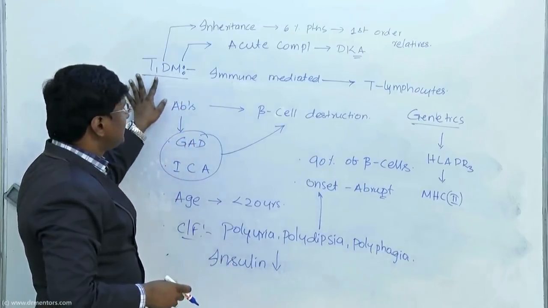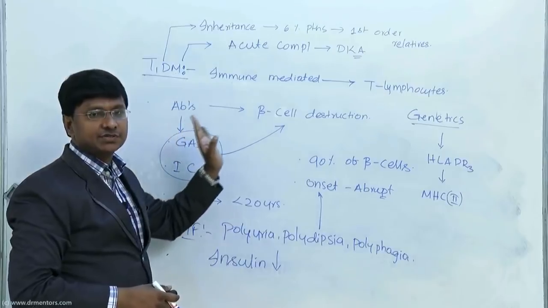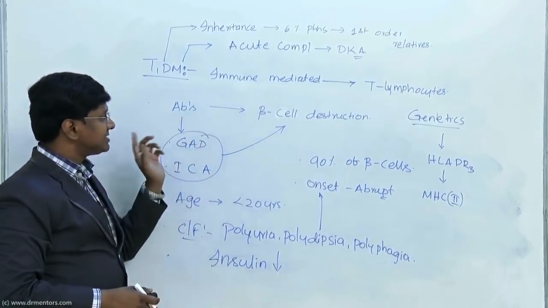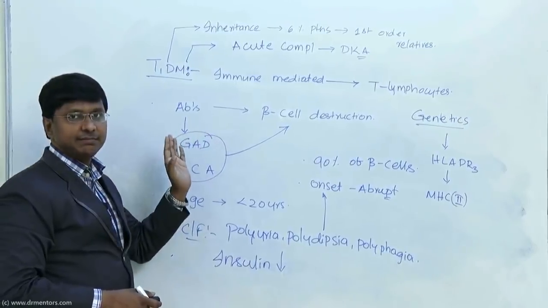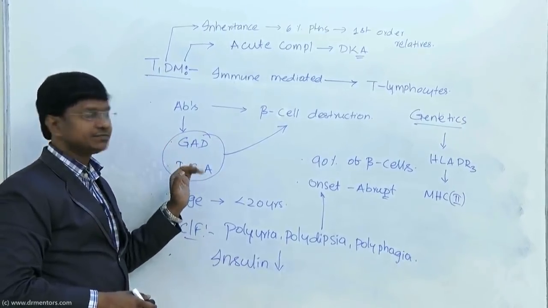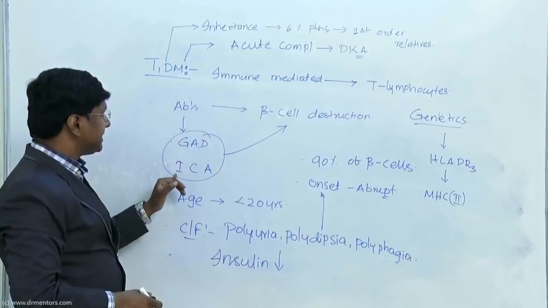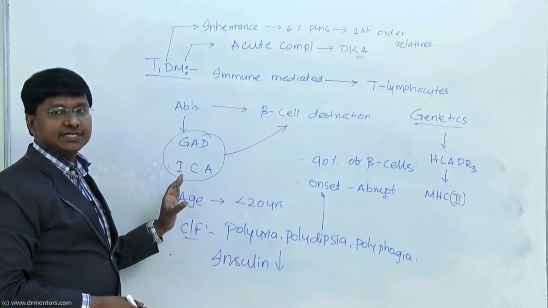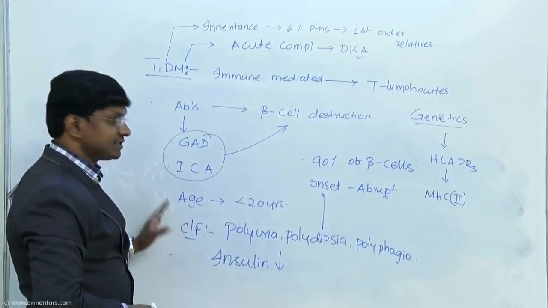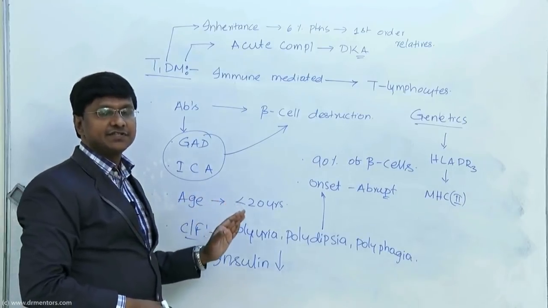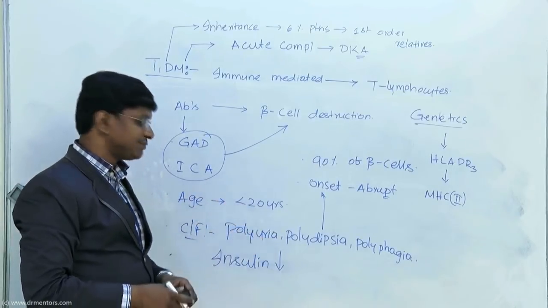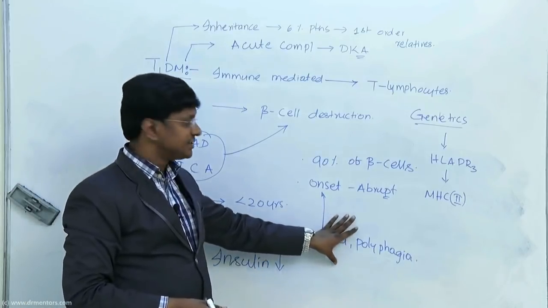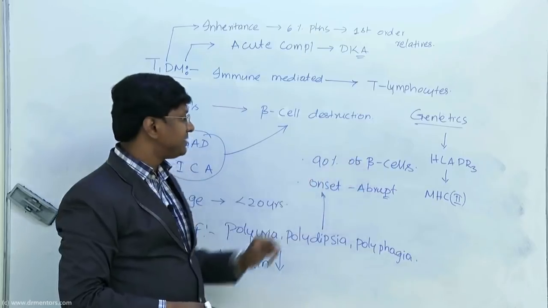Type 1 diabetes mellitus is an immune mediated disorder which is mediated by T lymphocytes. Antibodies are formed against the beta cells and they will destroy the beta cells. The antibodies are mainly the GAD antibodies as well as the islet cell antibodies. The age at which you will see type 1 diabetes mellitus is less than 20 years, and they will have the classical clinical features, that is polyuria, polydipsia and polyphagia, which are abrupt in onset.